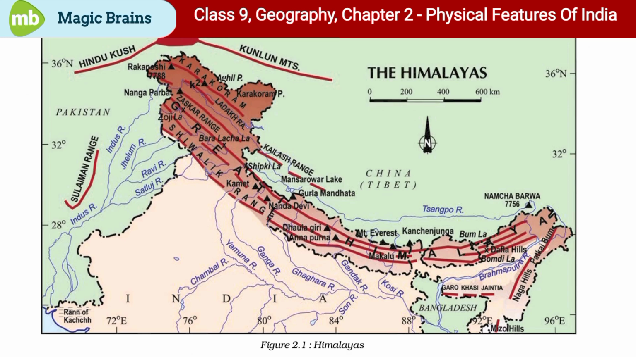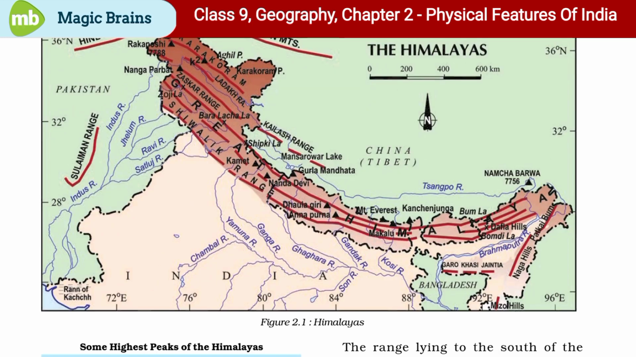Figure 2.3 shows the Himalayas, its parallel ranges, some of the high peaks, and a few more mountain ranges lying in Pakistan, Afghanistan, and Tibet.